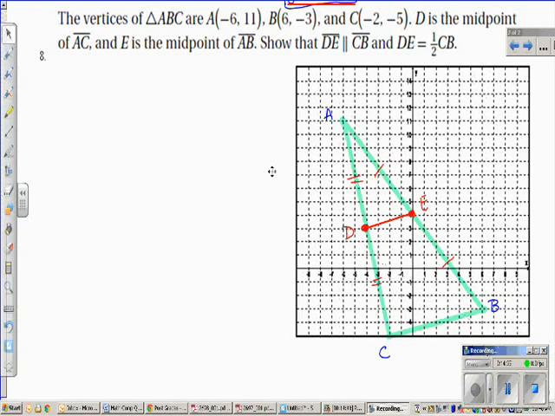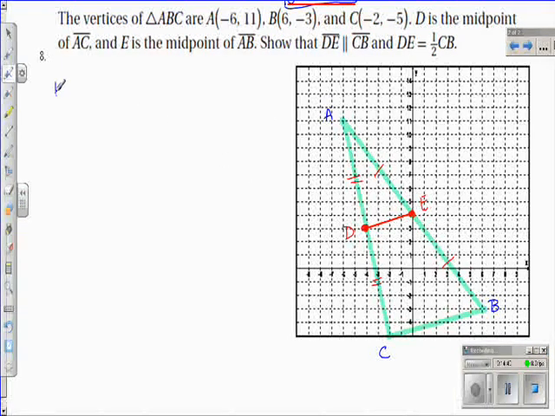Okay, from here we're trying to show that DE is parallel to CB. Well, to do that we need to find the slopes. So the slope of DE, which we can use rise over run, would be, I count up rise 1, run 1, 2, 3, 4. So my slope is 1 over 4.